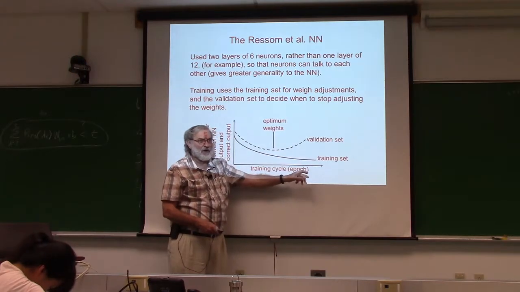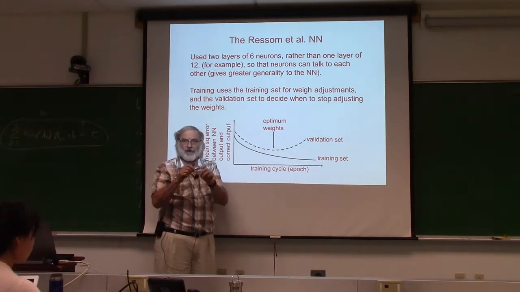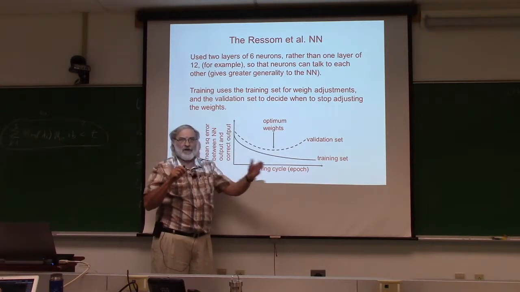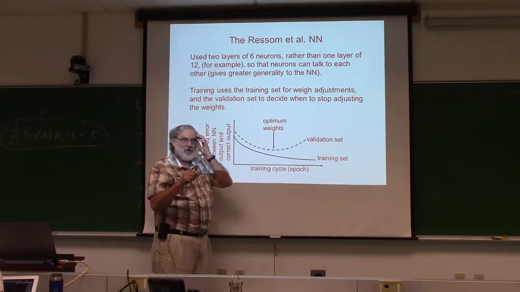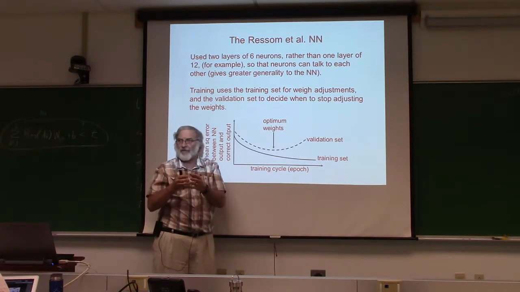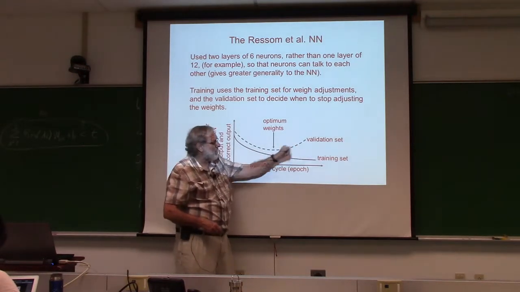But somewhere along the way, you're really not fitting physics anymore. You're fitting random noise or biases or whatever in your data set. So you don't want to do that. You want to capture the physics of the biology, but not the random noise in your data. So that's where this validation set comes through.